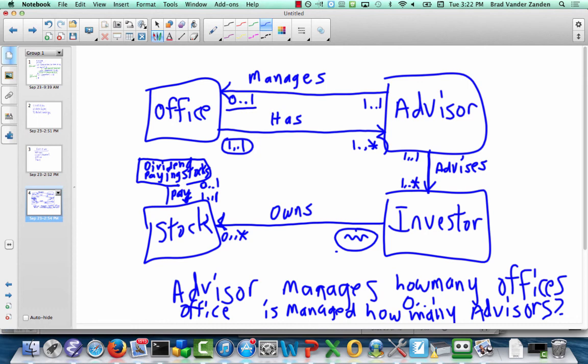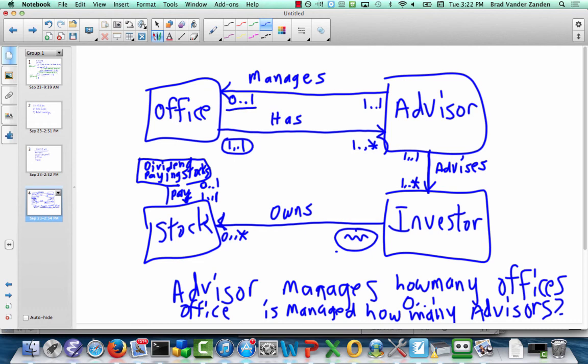Okay? We don't have anything here showing that. A stock gets purchased by an investor, and we also include the broker who conducted the transaction. This is a ternary relationship. There's 3 entities involved in this.